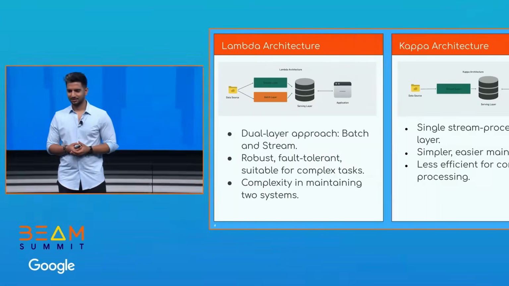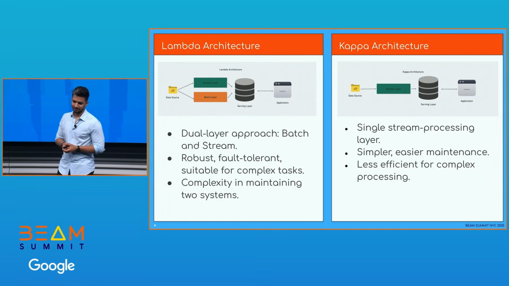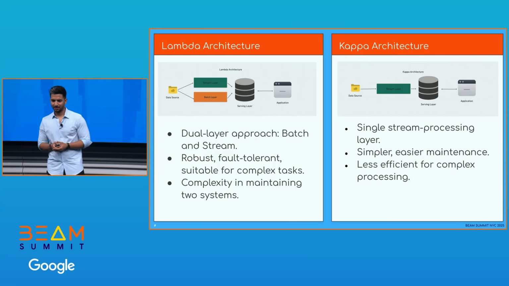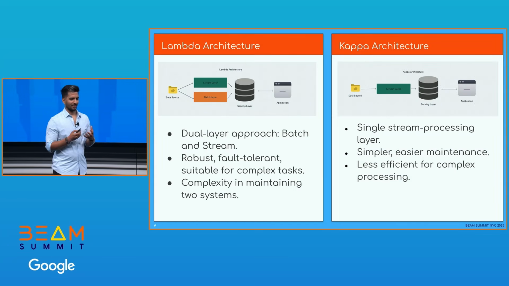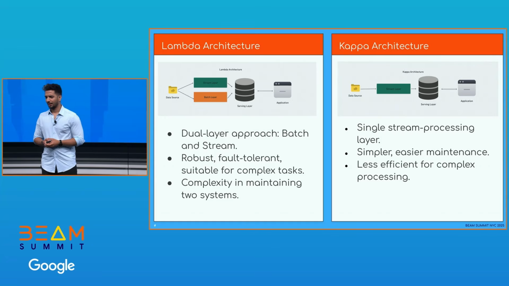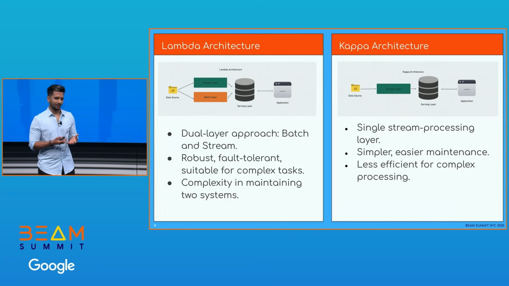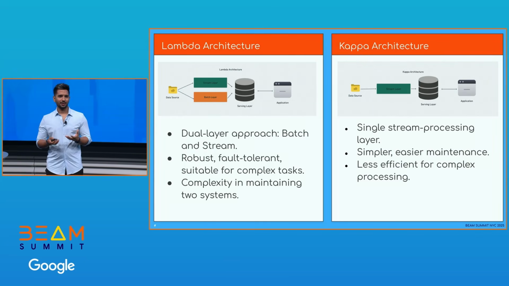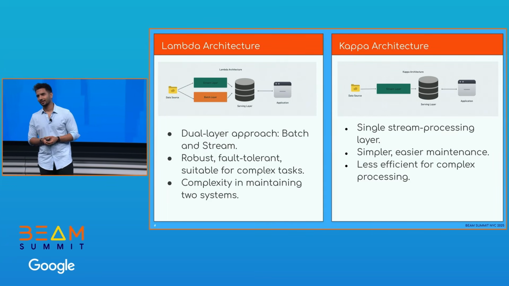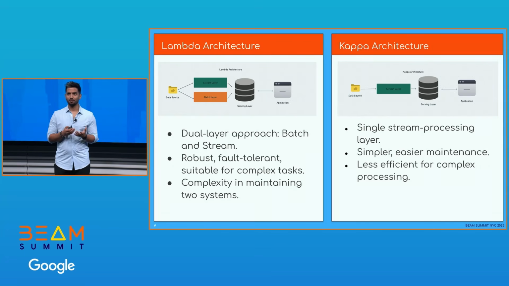Lambda architecture is a dual-layered processing system. So it has a batch layer and a stream layer. Batch layers are usually something that would handle your daily large volumes of data. Think of them as your ETL or ELT pipelines that run hourly or daily. And then you have the stream layer that acts on events as they are generated and provides low latency insights. This architecture is usually more fault tolerant because of the dual-natured data processing, but at the same time there is more complexity and overall cost to it.